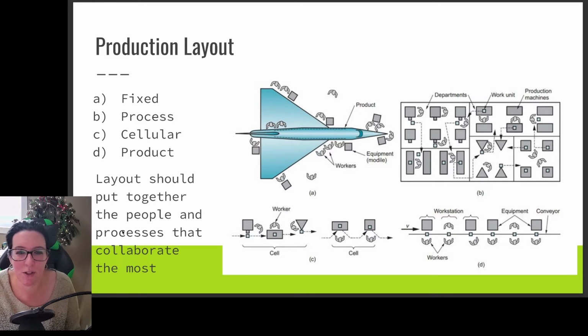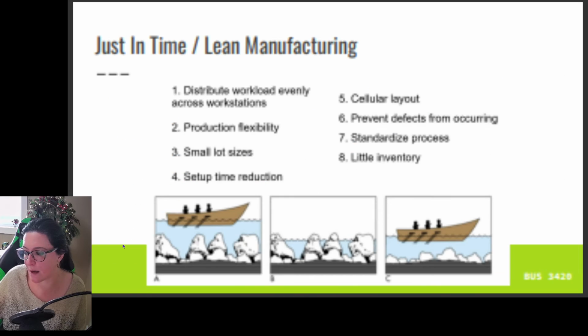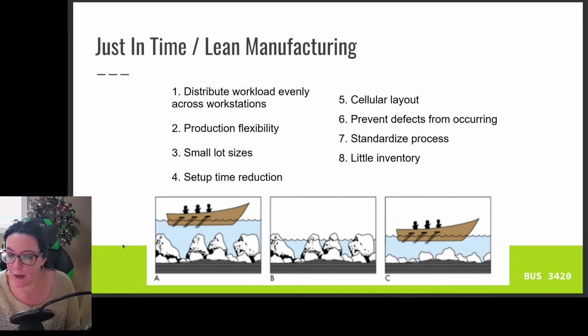We also have the concern in image D in terms of bottlenecks that slow down the process, causing a lot of waiting. So one of the solutions that we get from lean manufacturing or just in time is a compromise between a process layout, B, and a product layout, D, to have a more cellular layout. This allows us to group together people who are doing similar work, but it also has components of that assembly line, which helps improve the efficiencies by distributing the work across the stations.